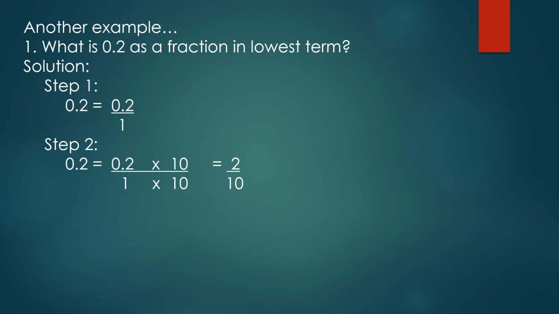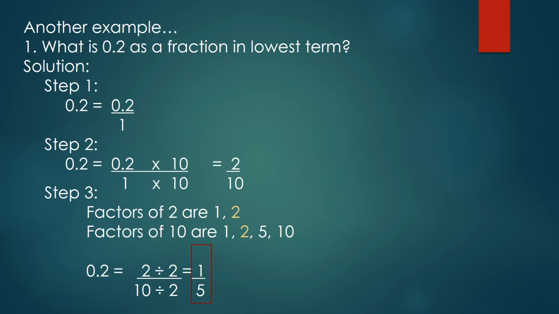Now, let's multiply. 0.2 times 10 is equal to 2. And 1 times 10 is equal to 10. So, the new fraction is 2 over 10. For step 3, we need to list down the factors of the numerator and denominator. So, our numerator is 2 and our denominator is 10 from step 2. And then, the factors of 2 are 1 and 2. And the factors of 10 are 1, 2, 5, and 10.